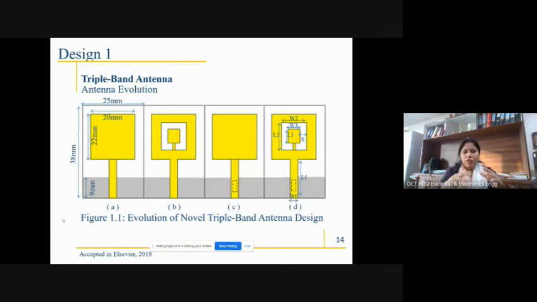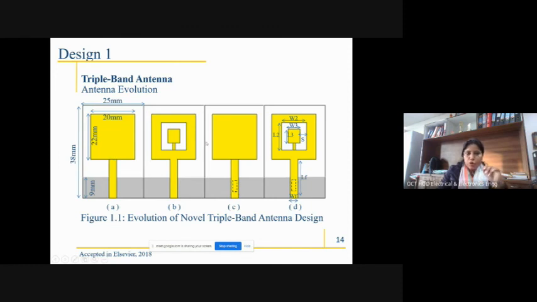Many formulas and analysis work is there to find out the exact dimensions of the length and width of the antenna. It is given in Balanis's antenna designing book. So I chose the dimensions for the 5.2 gigahertz frequency band. The length is 22 mm and the width is 20 mm. First of all, I designed a simple rectangular patch antenna for the 5.2 gigahertz frequency band.